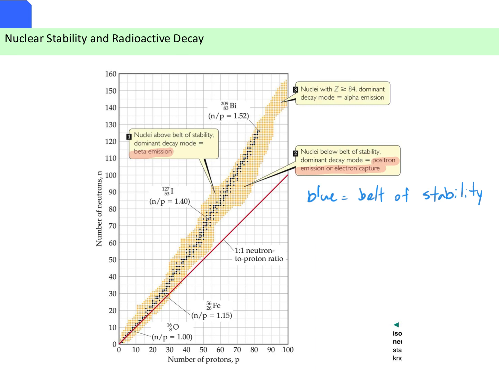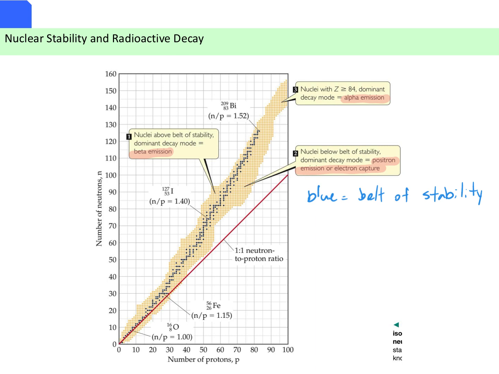And then finally, number 3 up here are all of those unstable elements above the atomic number of 84. The dominant decay for these, as I mentioned previously, is alpha emission, because what alpha emission does is lose protons and neutrons. And what that does is get us down to the belt of stability. That would be this blue region here. So if you are any one of these isotopes way up here in the upper right-hand corner, you're not going to do beta or you're not going to do electron capture.